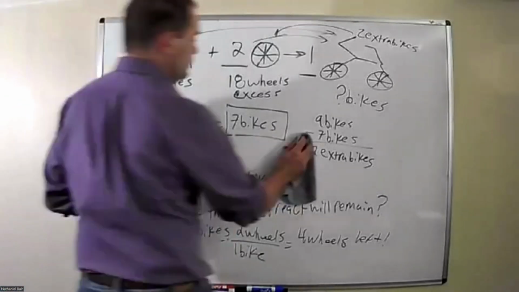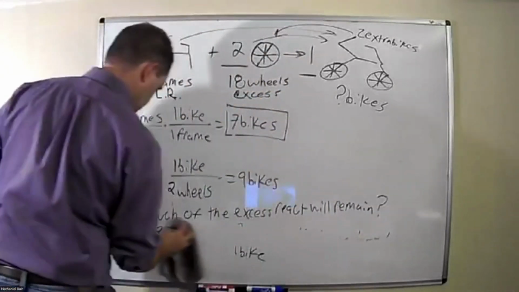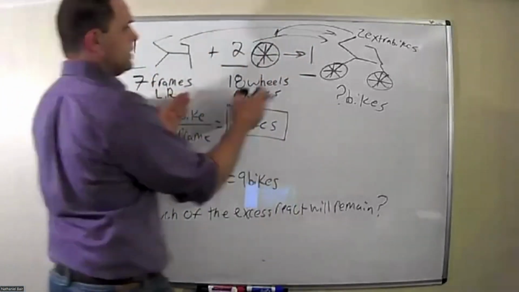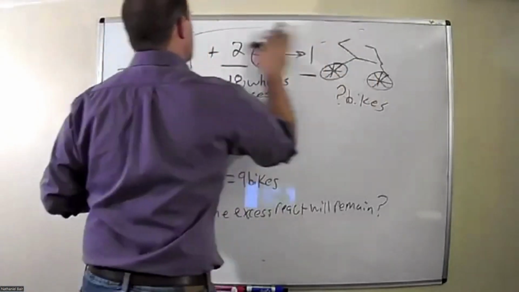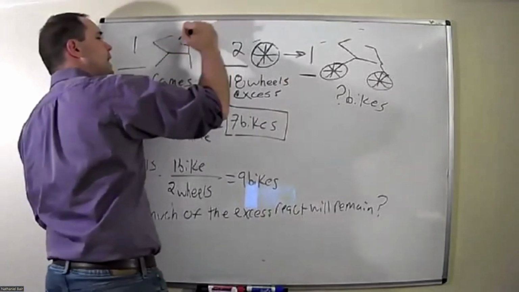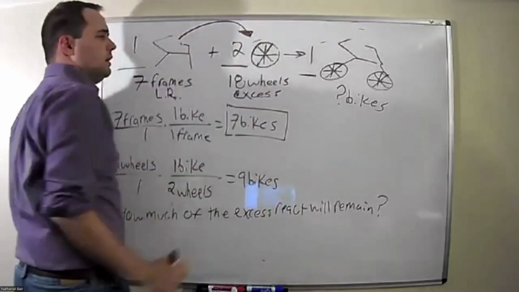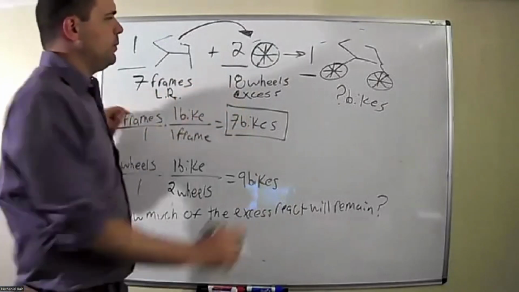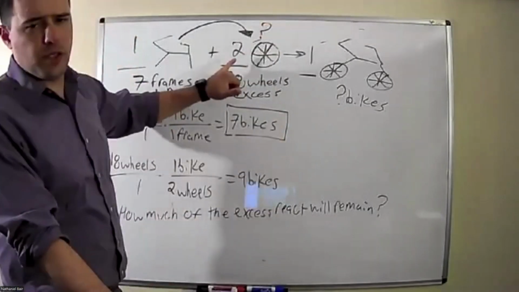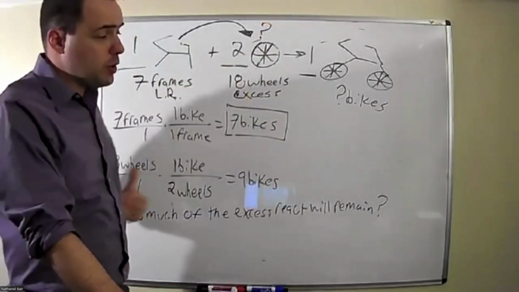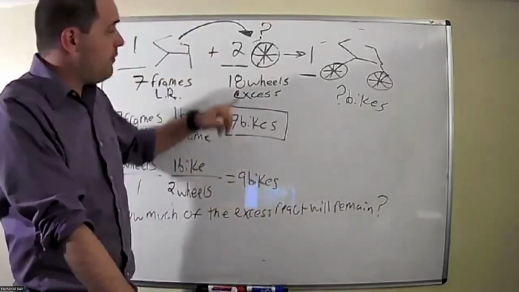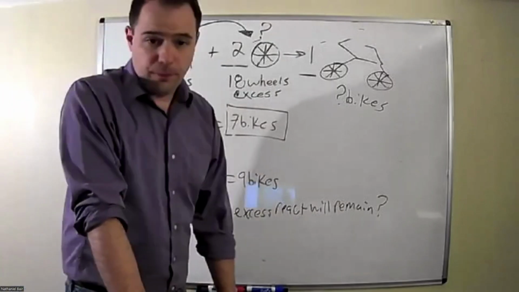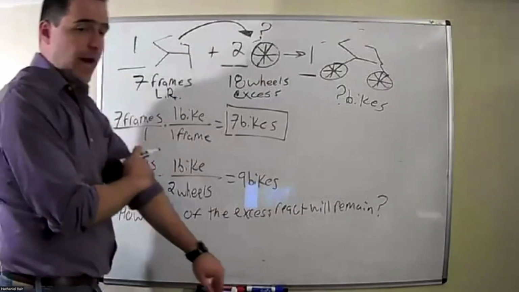Here's the other way. Once you know what the limiting reactant is and the excess reactant is, what you can then do is take the limiting reactant to the excess reactant. If I convert the 7 frames to wheels, that will tell me how many wheels I'm going to consume. And then we subtract it on the back end. If I have 18 wheels and I figure out how many I'm going to use, if I subtract, that'll tell me how many are left over. So this is the subtraction on the back end method.